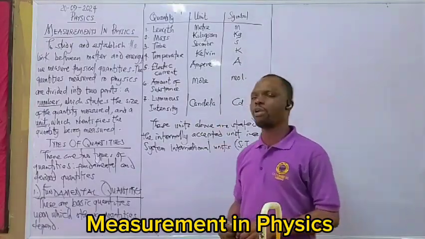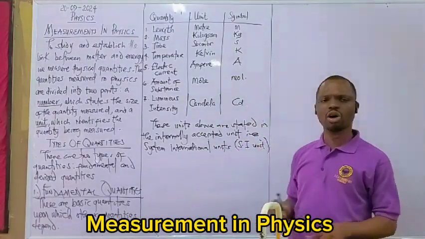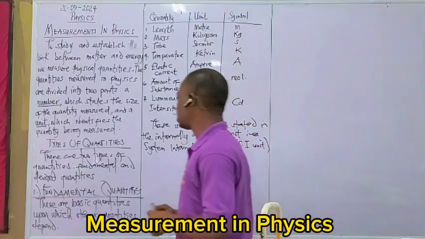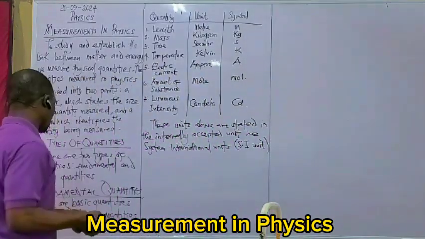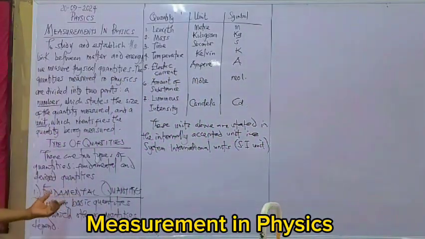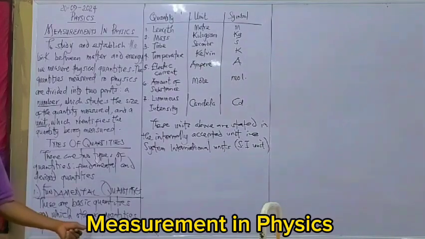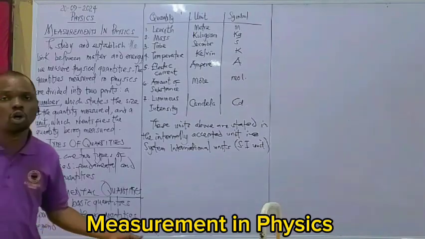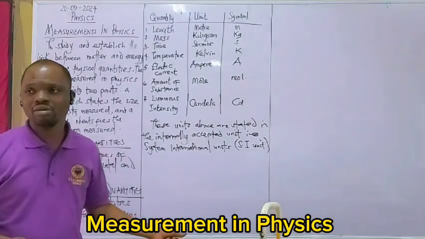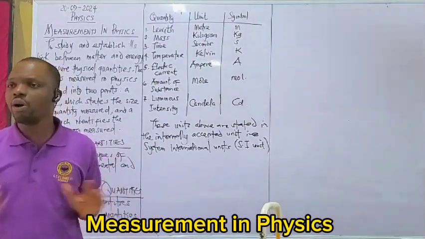The next type of unit or quantity is what we call the derived quantities. So we know that the fundamental quantities are independent of other quantities. Do we agree? Yes. They are independent of other quantities. That means they do not depend on other quantities. They stand on their own.